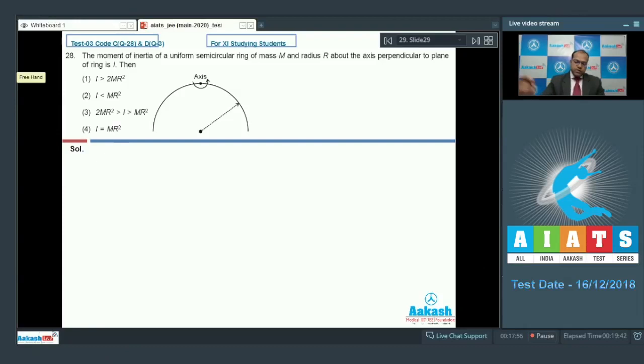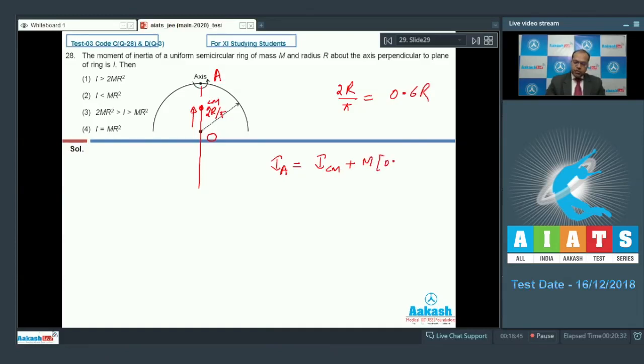So we know that in case of a uniform semicircular ring, the position of center of mass is at a distance of 2r by pi. So this is the position of center of mass, and the value of 2r by pi is nearly equal to 0.6 into r. So if I_cm is the moment of inertia of this uniform semicircular ring about the center of mass, then the moment of inertia about this point A or the moment of inertia about point O can be written as I_A is equal to I_cm plus m into d square. So the value of d is 0.4 into r square.